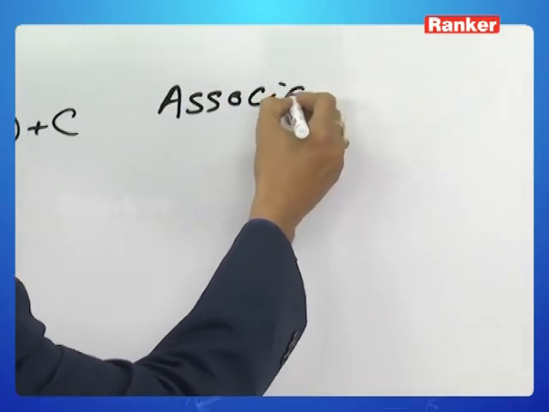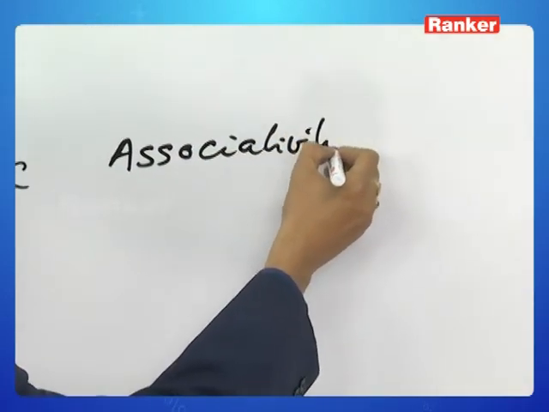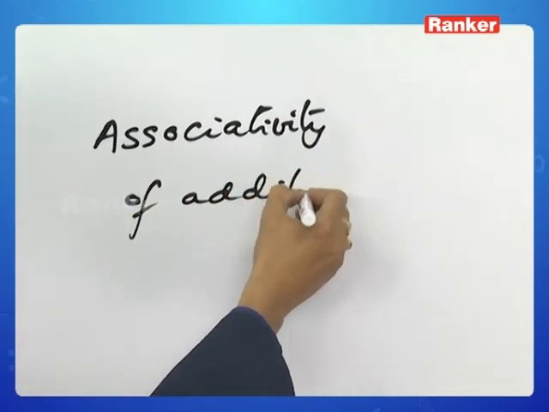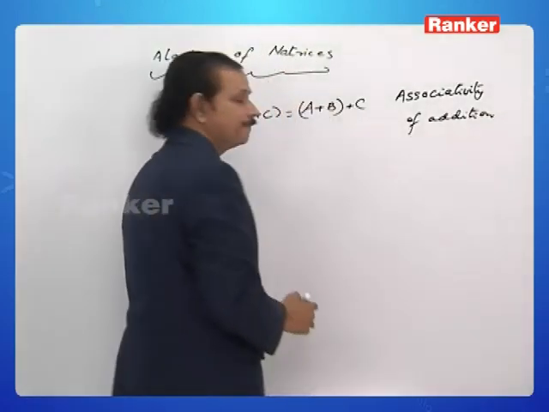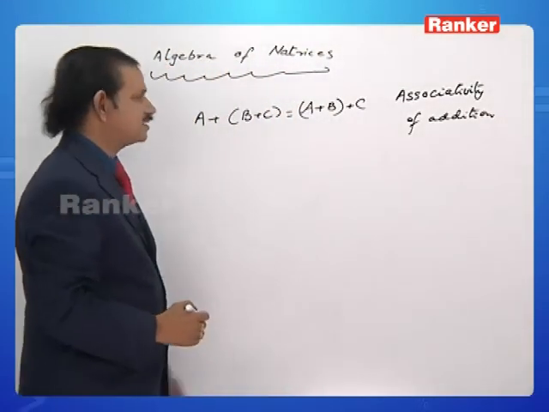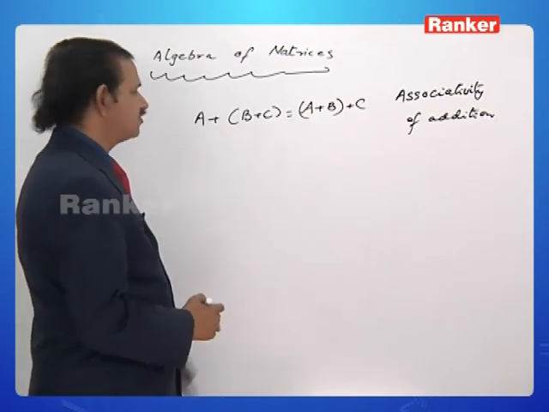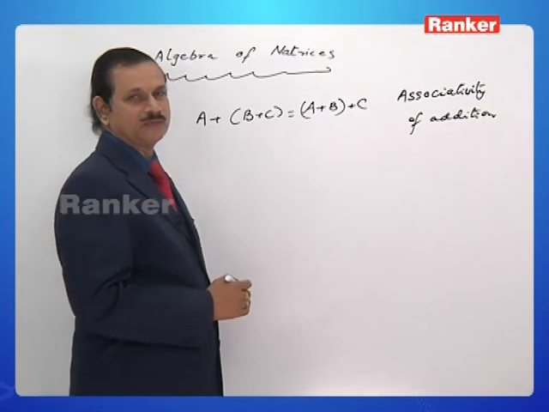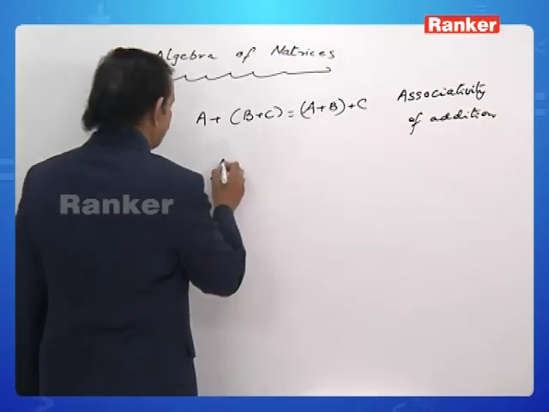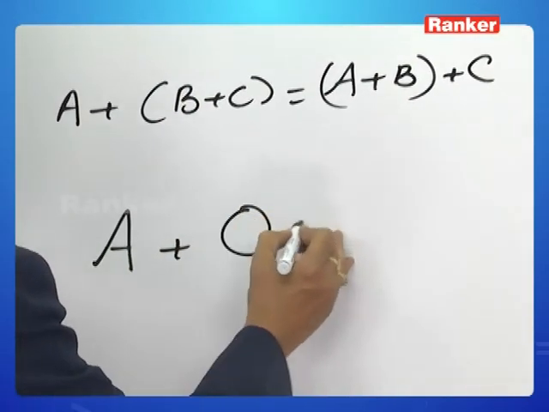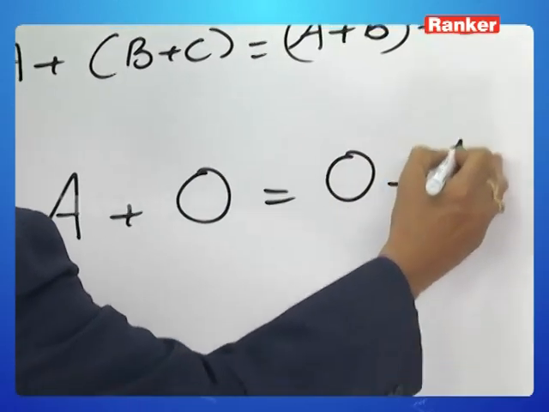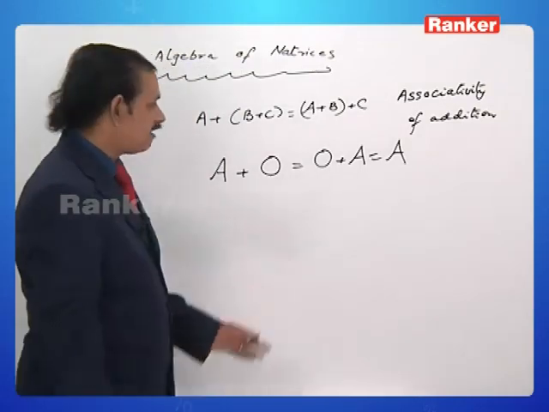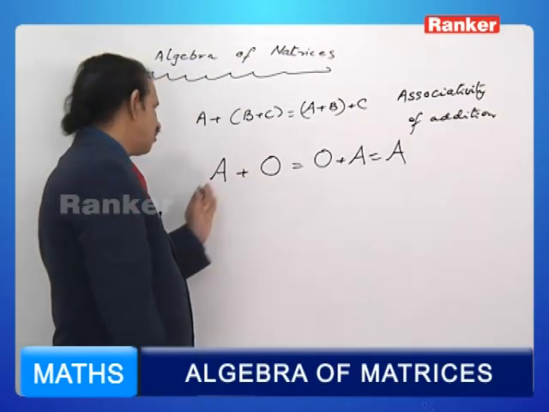What is that? Associativity of addition. For any three such matrices, it is an evident result to observe that (A + B) + C is equal to A + (B + C). And moreover, for any matrix A, A plus 0 is equal to 0 plus A is equal to A, where 0 is the null matrix of the same type as that of A.